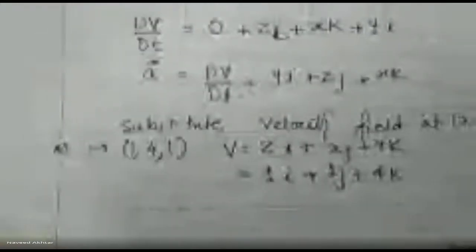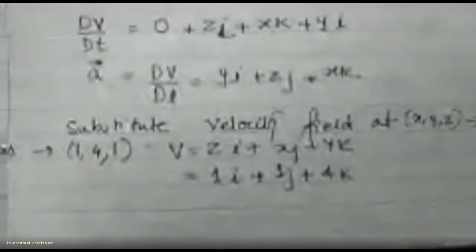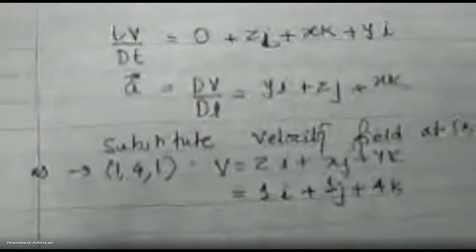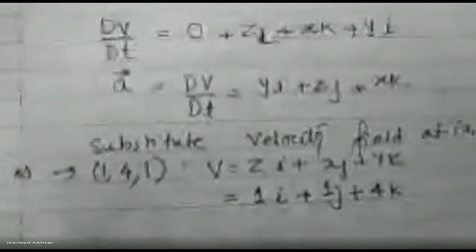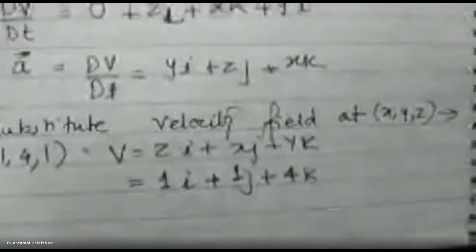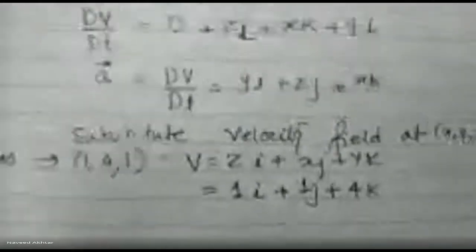Substitute the velocity field at x, y, z, at the coordinate x is equal to 1, y is equal to 4 and z is equal to 1. If you put the value z is 1, so 1i plus xj, x is 1, 1j plus y is 4, 4k. So this field is which field? This is the velocity field. Now similarly you can write down the acceleration field.